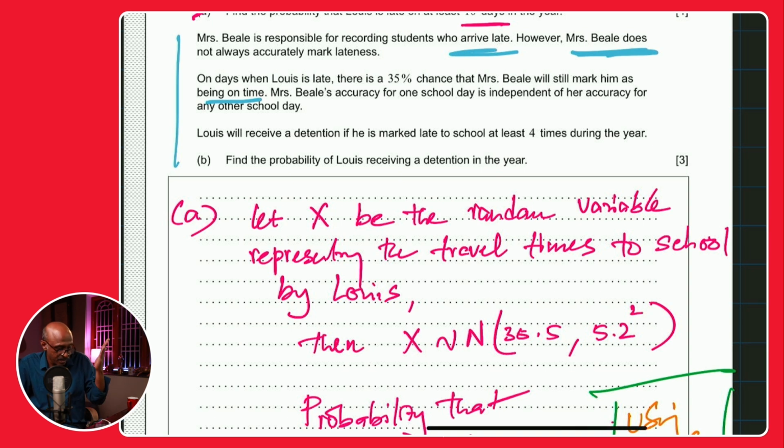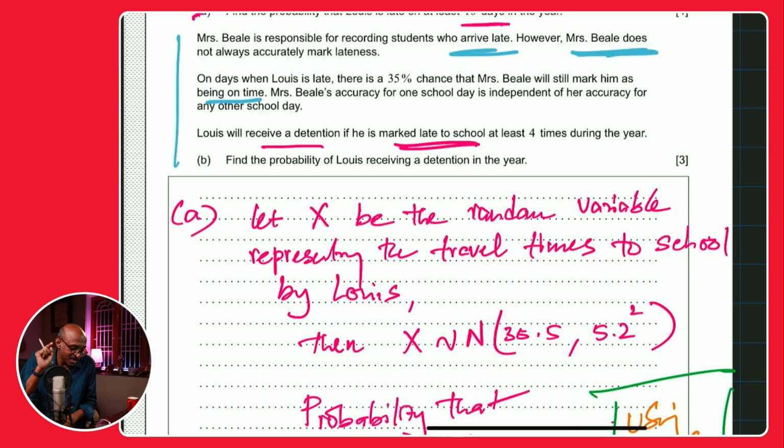The probability of her marking him, or anyone else, as being on time is going to remain the same, 35% every other day. Louis will receive a detention if he is marked late to school. Look at that. That means 1 minus, or 100% minus 35%, which is 65%, 0.65. That should be the probability that he is marked late when he is late.